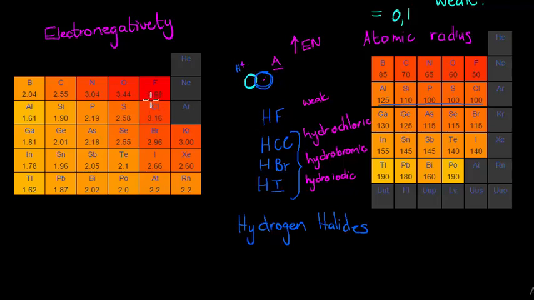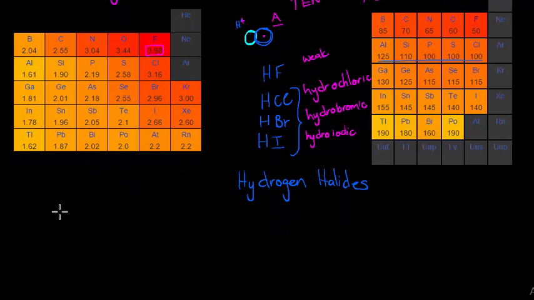Now, we see that fluorine has the highest electronegativity, which means that in a bond between hydrogen and fluorine, the electrons will spend more time near the nucleus of fluorine. But here's the thing, if we consider the size of the atoms, and I don't have it here, the atomic radius for hydrogen is 25, which is exactly half of fluorine.